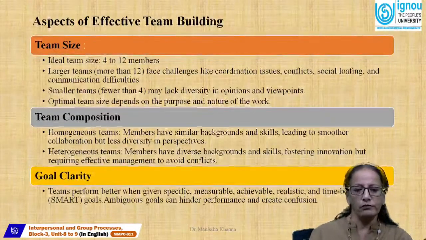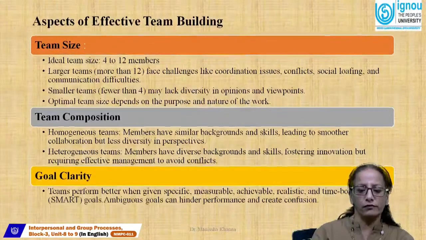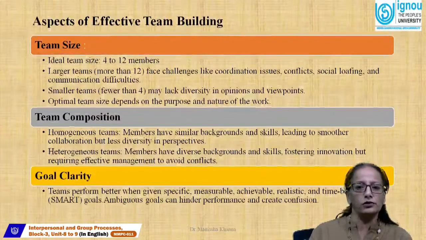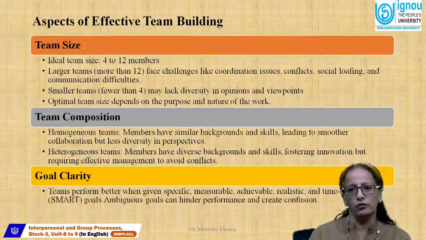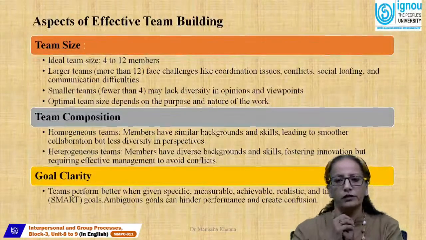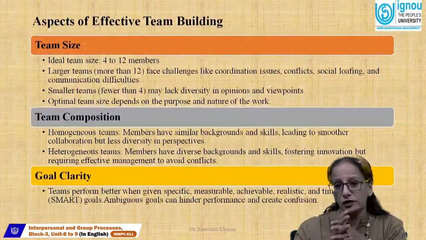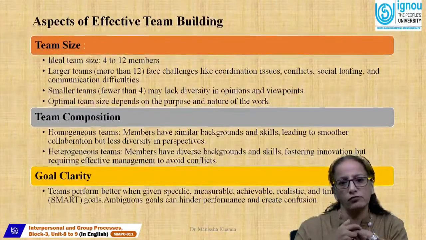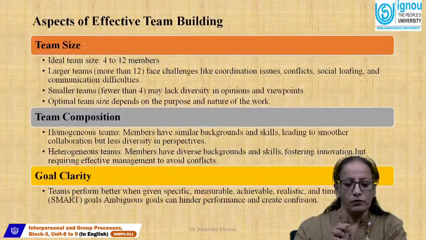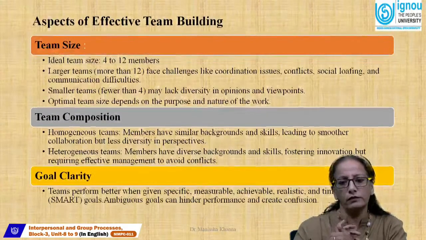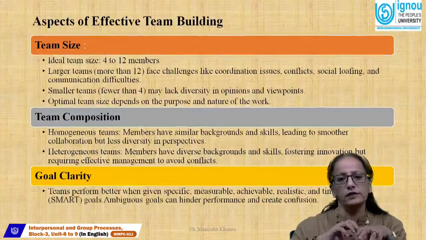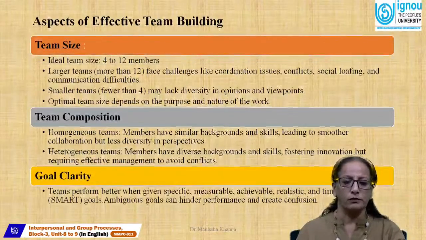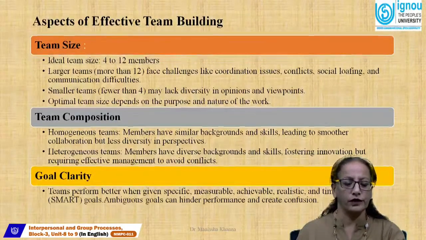A smaller team, which can be fewer than 4, leads to lack of diversity, which may lead to lack of innovation, creativity, openness, or different opinions and viewpoints. So the ideal team size has to be 4 to 12 members. The optimal team size not only increases team collaboration, but also ensures the work is done in an effective manner.